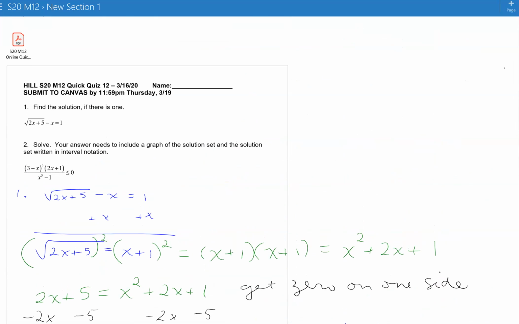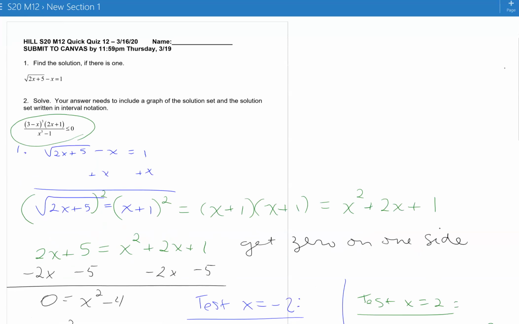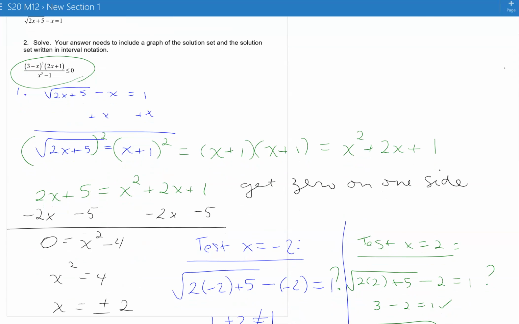Okay, then the second problem is solving a rational inequality. Those have to be done in such a way that you check all the intervals. There is no other way to do it. So you want to find the zeros of the numerator and the zeros of the denominator because those are the dividers between true and false for this problem.